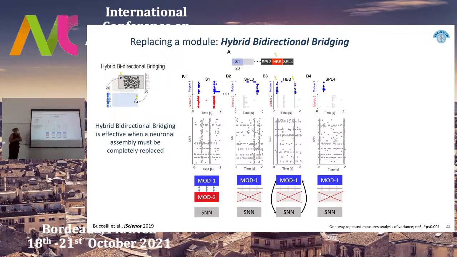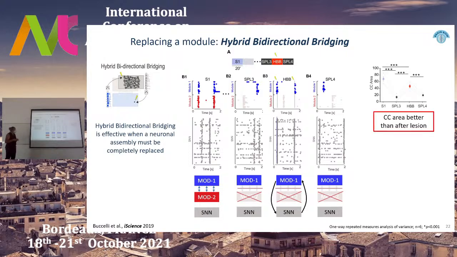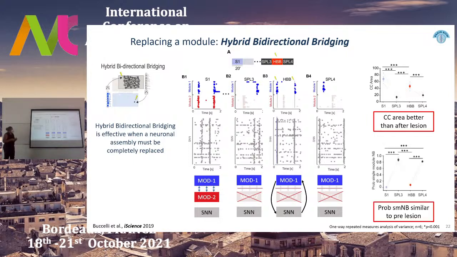And when we stop the hybrid bidirectional bridging, the situation comes back to the post-lesion condition, sorry. So again, if we quantify, the cross-correlation area improves, it is not fantastic, but at least it is better than during the post-lesion. And the probability of single module network bursts, again, reaches values that are similar to the pre-lesion.